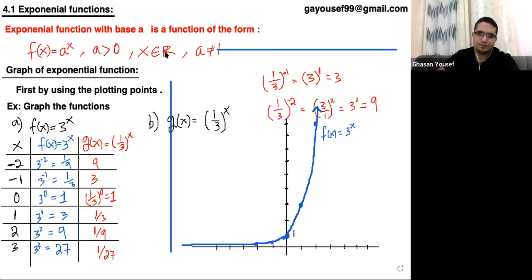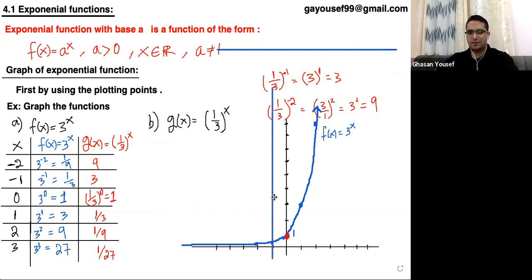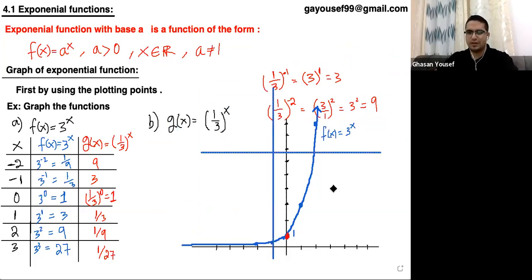So the red one: at 0 it is 1. Both of them are the same. So this is the first point, at 0 it is 1. For the second point, I'm going to take -1. At -1 it is 3. So here is -1, and at -1 it's going to be 3.